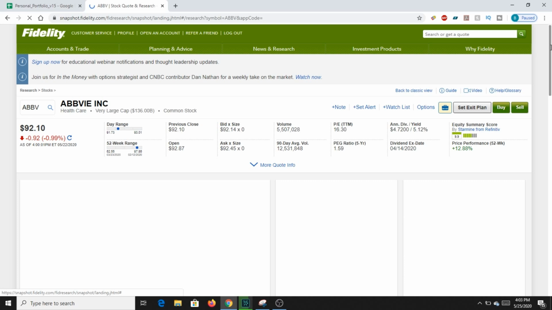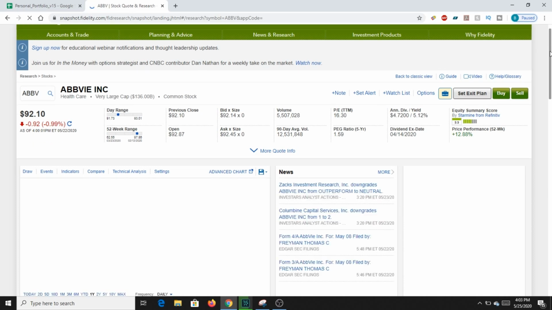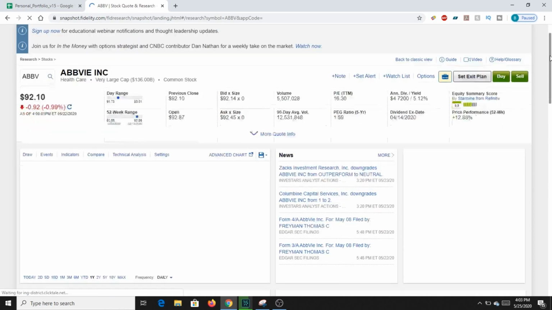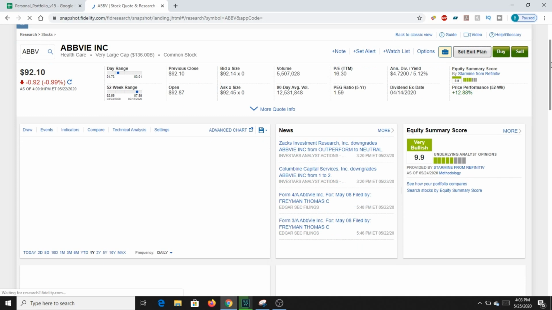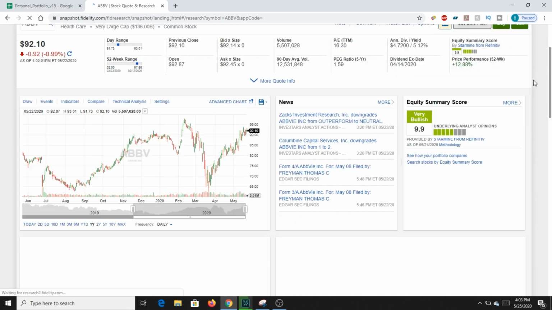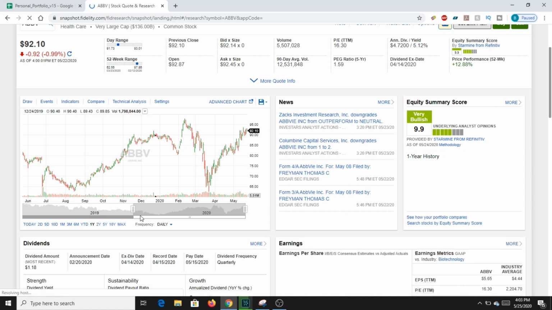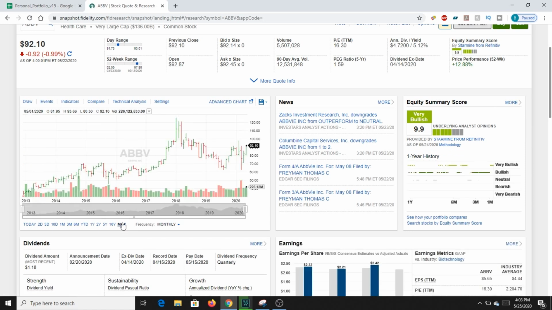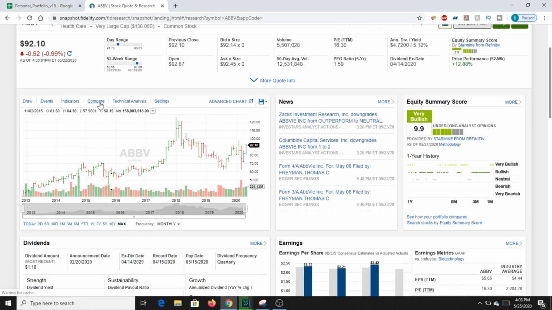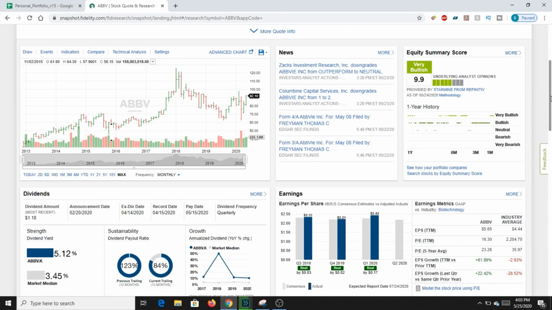So hopefully with some time you'll be able to learn what criteria is important for you, because not all criteria is important for everybody. But in here you'll get a chart of what the actual growth looks like over the past year, 2 years, what have you. And you'll be able to look back and compare it to things if you want. So you can compare it to the S&P 500, or you can look at a whole bunch of other things.